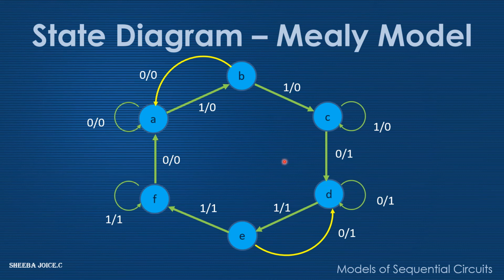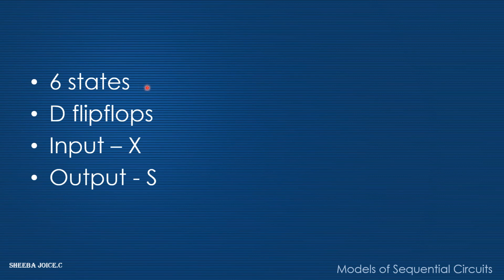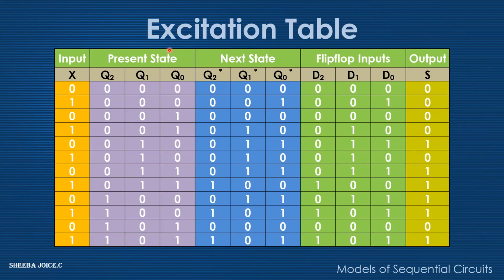Now we can observe that there are 6 states. So we can name the states as 000, 001, 010, 011, 100 and 101. Since there are 6 states, we are going to use 3 D flip-flops, and the input is going to be X and the output is going to be designated as S. This is the excitation table, which we have obtained from the state diagram and the characteristic table of the D flip-flop. We can represent the present state, next state, the flip-flop inputs and the corresponding outputs.